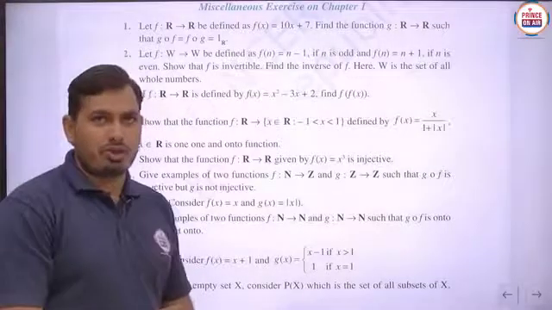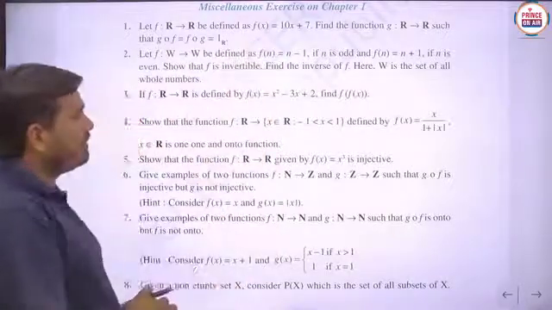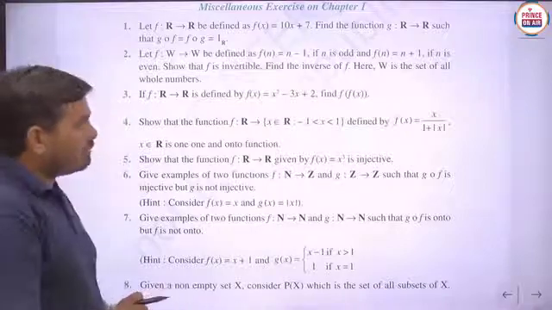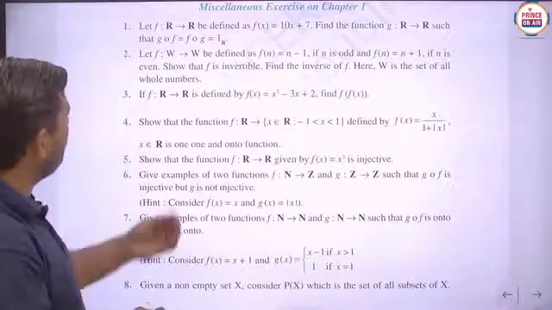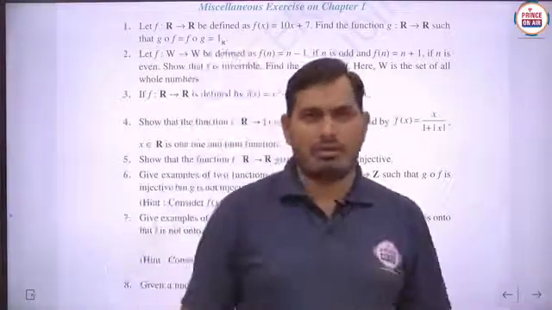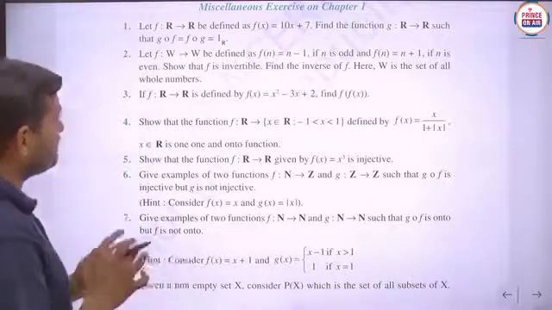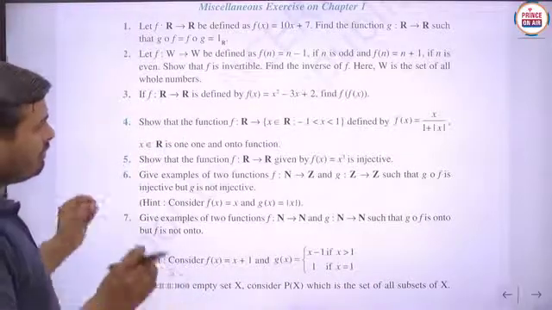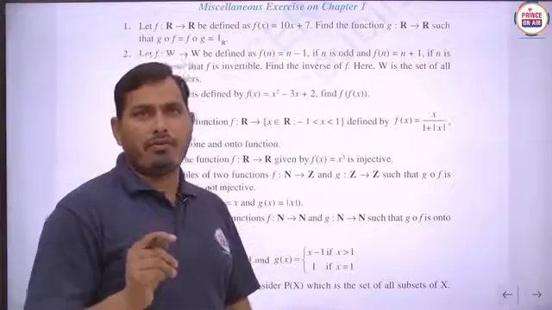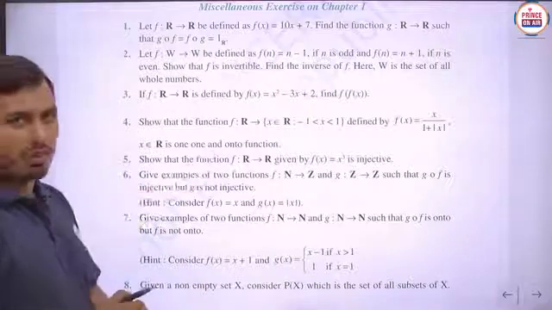So we will take the miscellaneous exercise. Students, you can check the very first question here. Let f: R to R be defined as f(x) = 10x + 7. Find the function g defined from R to R such that gof = fog = I of R. I of R means the identity function. So basically, in the very first question, a very simple thing is given: we just have to find a function g defined from real numbers to real numbers such that gof and fog are both I of R.